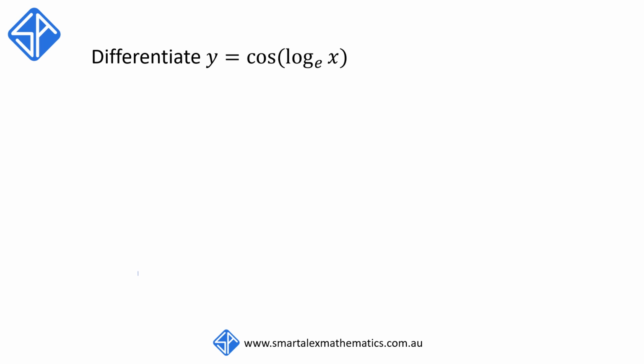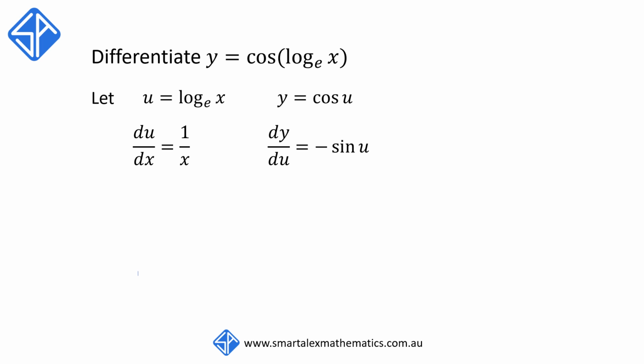For our third example, we have the function y is equal to cos of log base e of x. We're going to start by letting u equal to log base e of x, so y is equal to cos u. Next, we differentiate u with respect to x, so we're going to get du on dx is equal to 1 on x, and dy on du is simply equal to negative sine u.